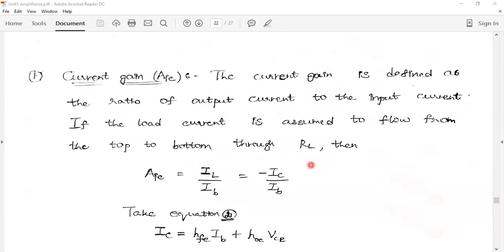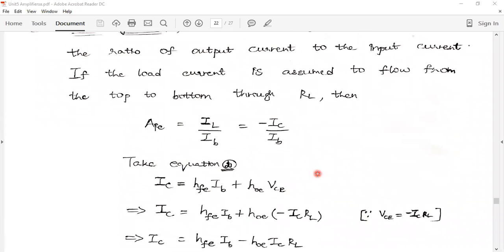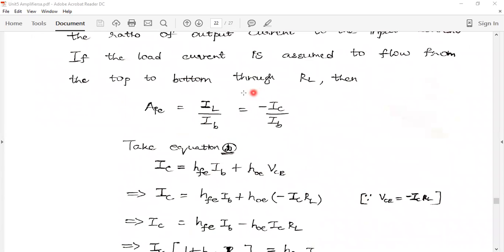First parameter is current gain AIE. The current gain is defined as the ratio of output current to the input current, if the load current is assumed to flow from the top to the bottom through the load resistance RL. I am going to take this term as AIE is equal to IL by IB. This is the load current, and it is going to be replaced with collector current, that is minus IC by IB. Take equation 2.